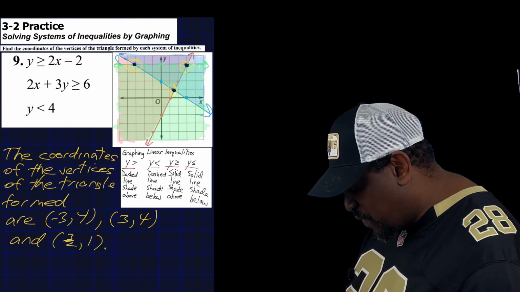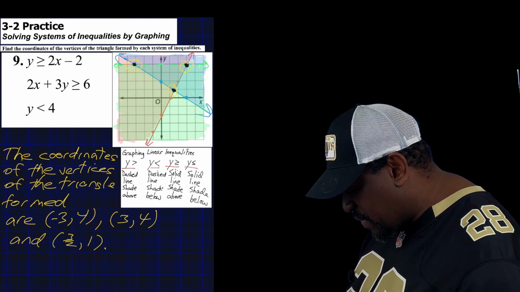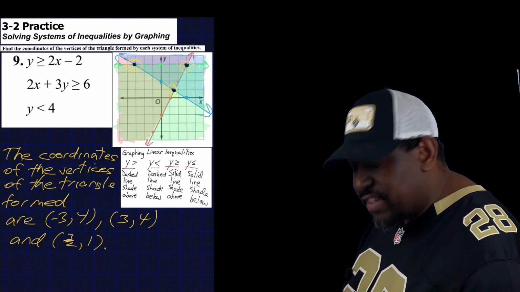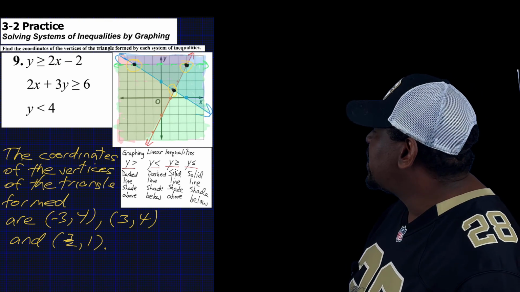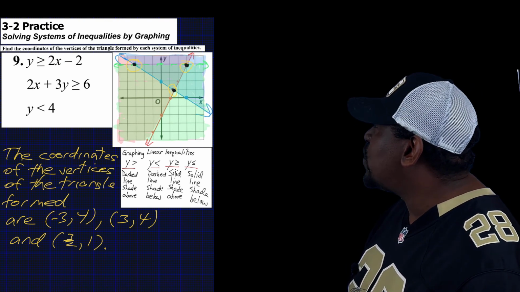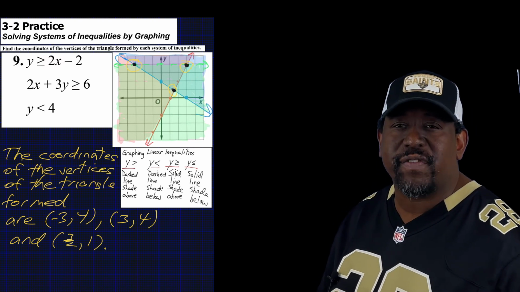And so we have finished the problem. Excellent job. And looks like we're done with our section. So we have finished the section titled Solving System of Inequalities by Graphing.